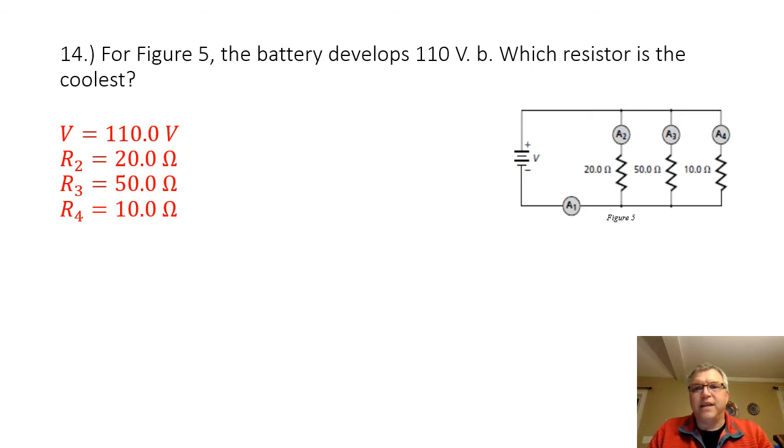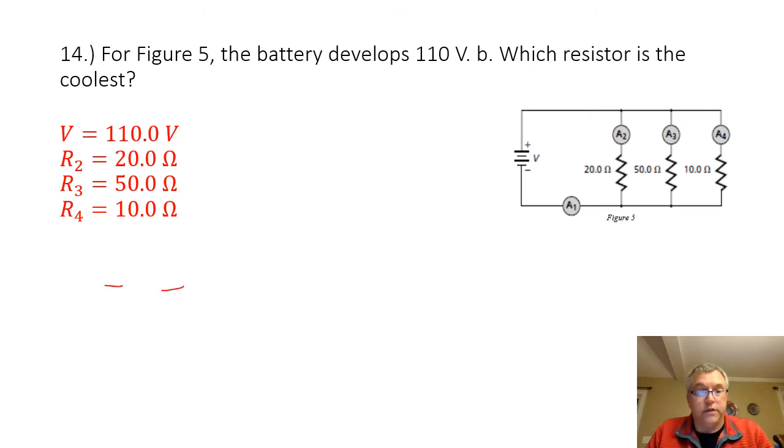Part B is asking which resistor is the coolest. So once again, we're going to take a look at our formula P equals V squared divided by R. Remember, we're using this formula because we know that the voltage is going to be constant along each branch of the circuit. So I want to compare the power and the resistance with something that isn't going to change, which is the voltage.